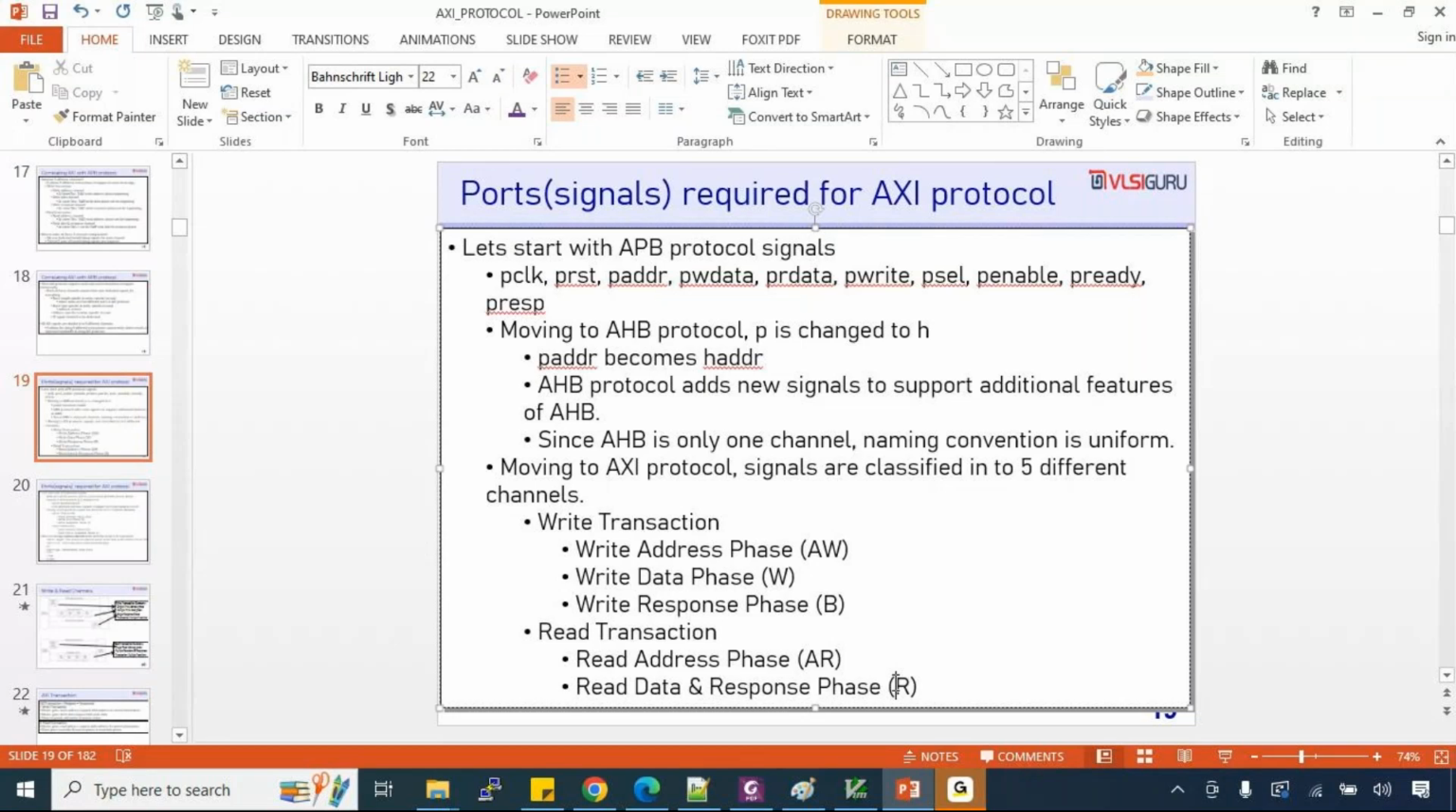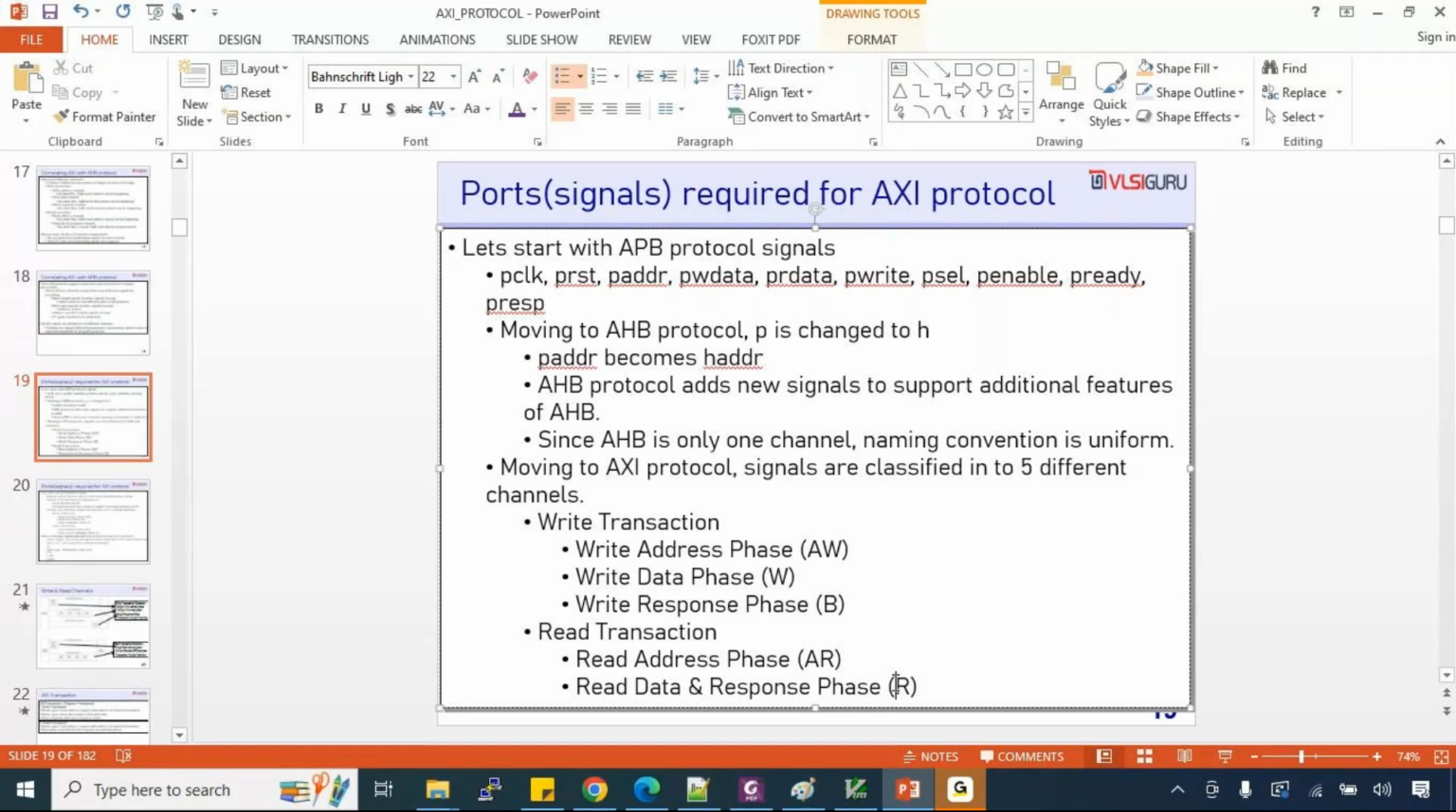Tell me, what do you think? For AXI, the handshaking signals are valid and ready. What will be the write response phase handshaking signals? BVALID, BREADY. What will be the read address phase handshaking signals? ARVALID, ARREADY. What will be the write data phase handshaking signals? WVALID, WREADY. Simple, that's all.